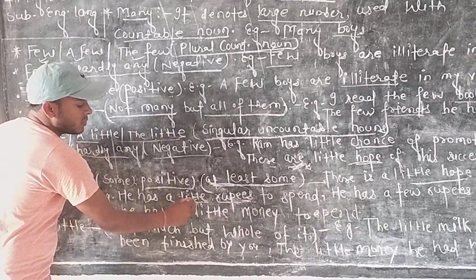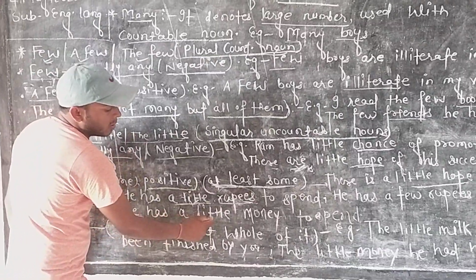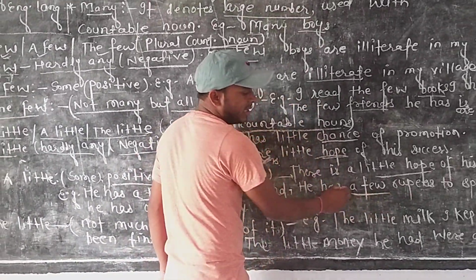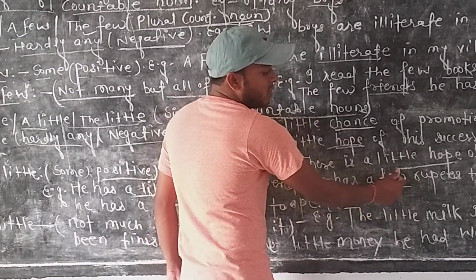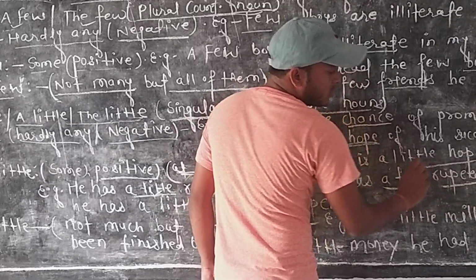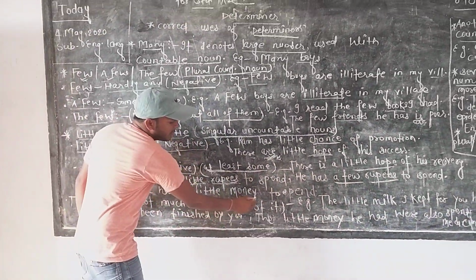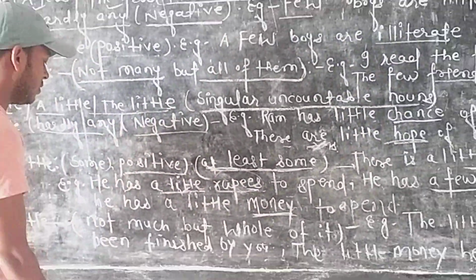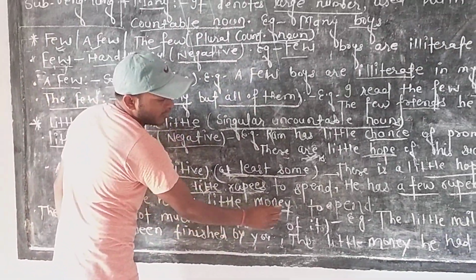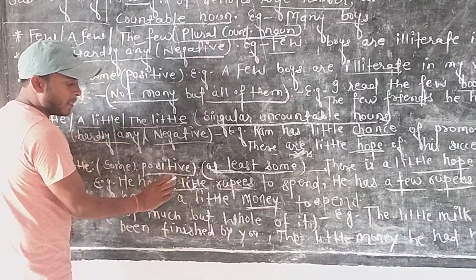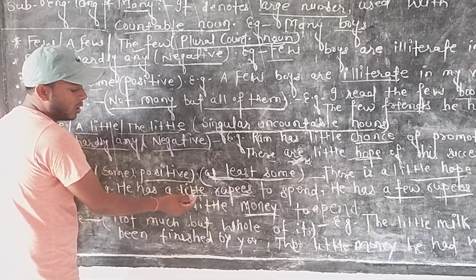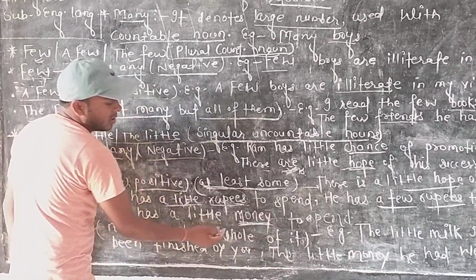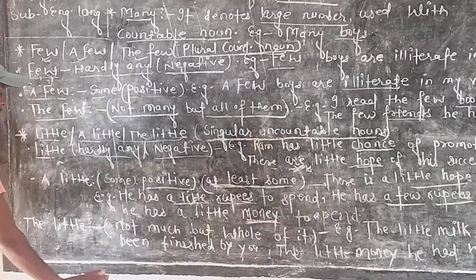Instead of this we can write: he has a few rupees. A few we can definitely write because a few is used for number, and rupees are numbers. Or if money is given, then money is an uncountable noun, so we can easily write: he has a little money to spend. So if rupees is given, then you have to use few; but if money is given, then we use little, according to the situation. I hope you understood this one also.